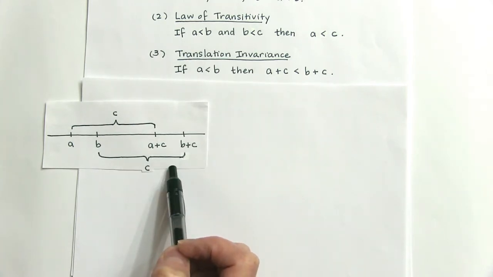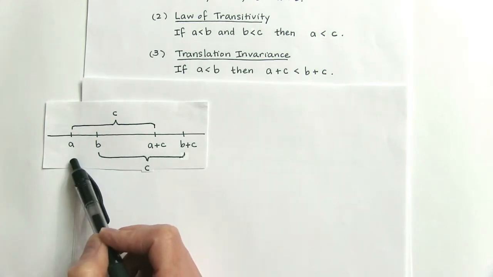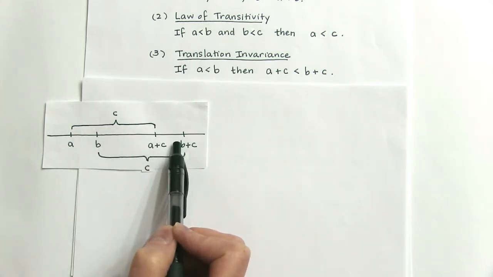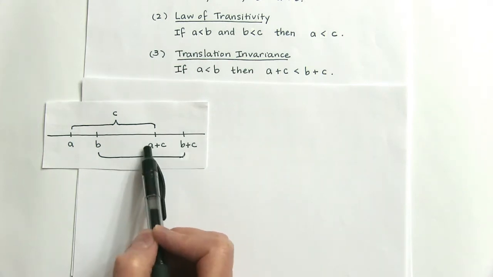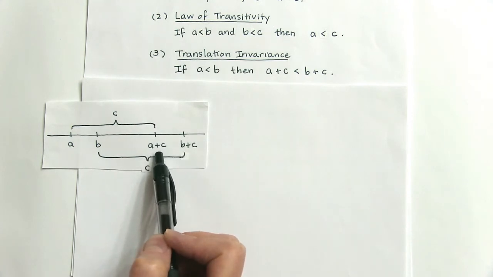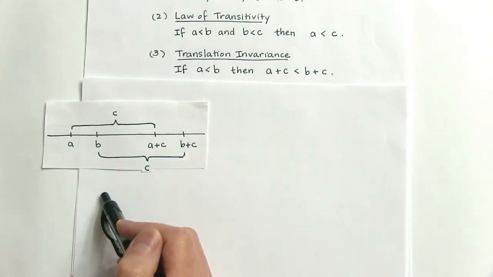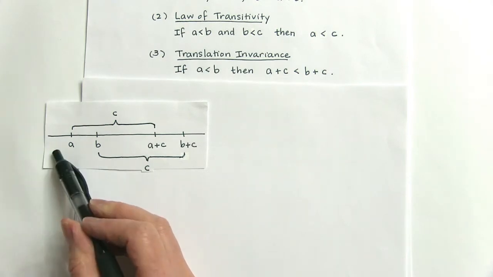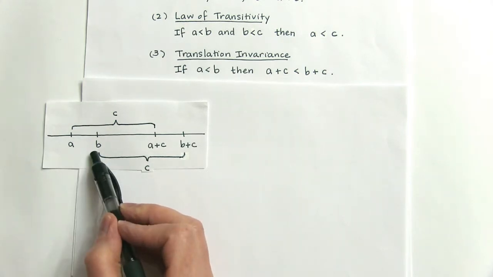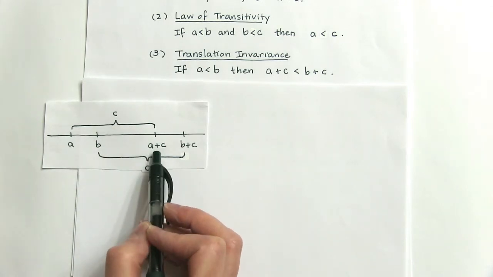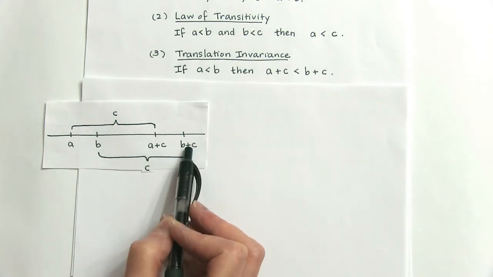In this diagram, c is positive, so the result is translated to the right of a and b. If c were negative, then a plus c and b plus c would be translated to the left of a and b. The axiom says that if a is to the left of b, then if you add c to both a and b, then a plus c is still to the left of b plus c.